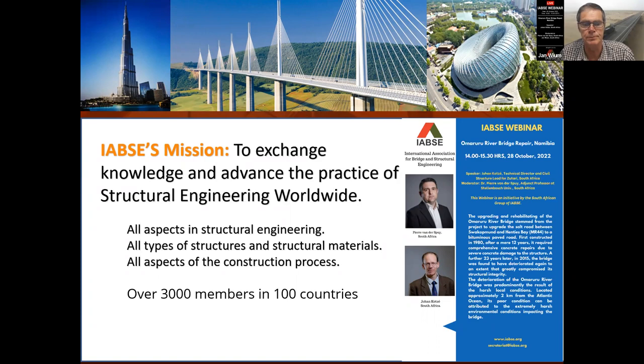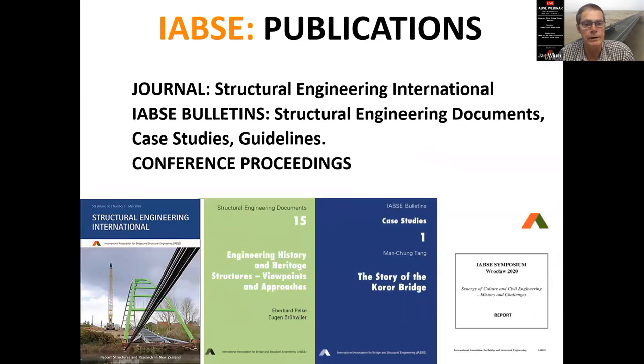It also deals with all types of materials and includes members from all sides of the profession, coming from the client or the owner, designers, consultants, contractors, suppliers, etc. So as you can see, there are over 3,000 members in 100 countries around the world, which makes it a very exciting experience to be part of the group. One of the real flagship benefits of the organization is the journal Structural Engineering International, which covers often a combination of both academic research, but also practical project articles and papers. So there are also other publications such as the engineering documents and case studies, which allows capturing of very important information for the organization.